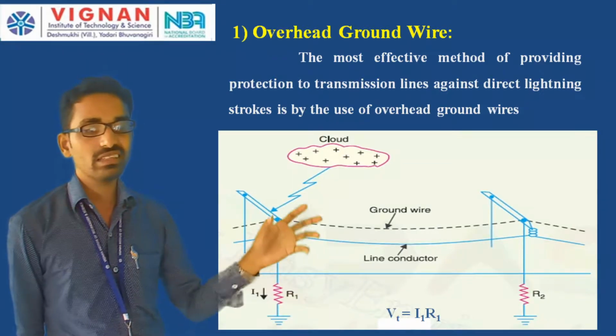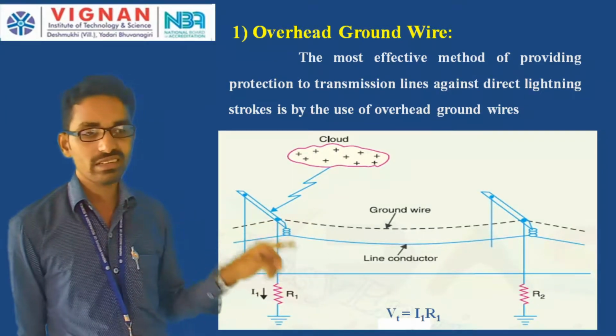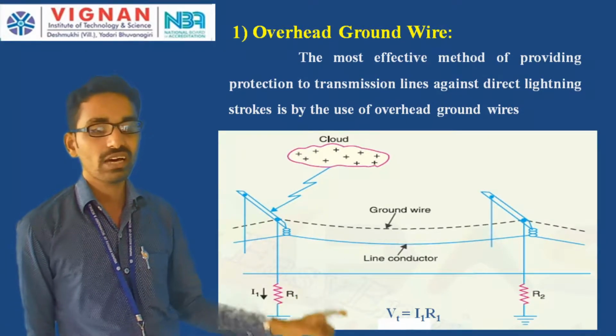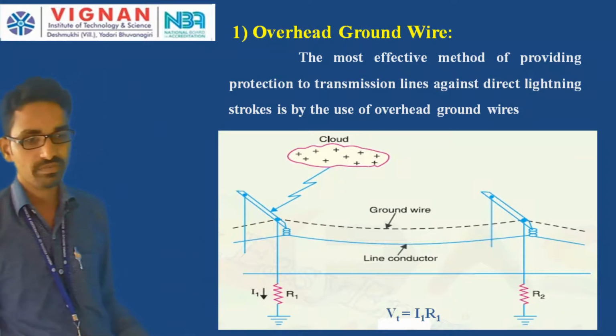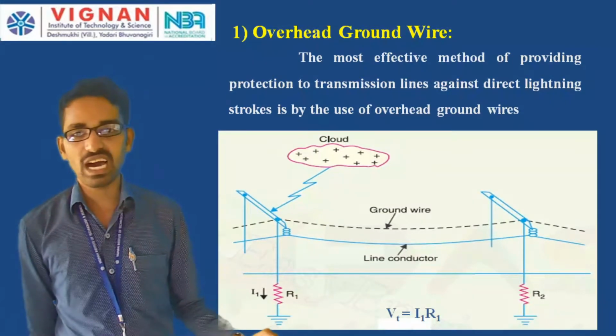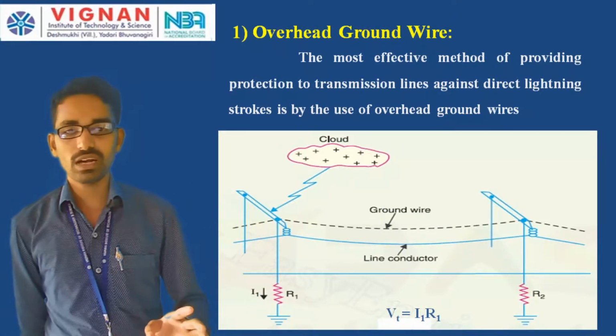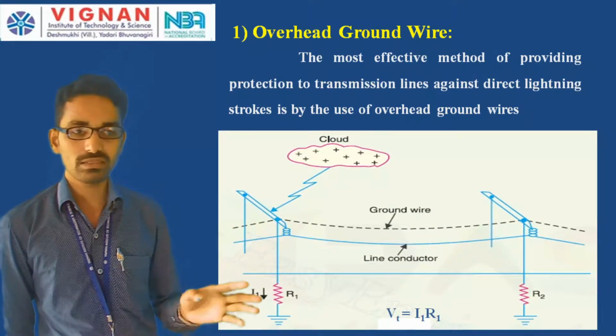There is an earthing resistance, which is nothing but the tower footing resistor. Here we are calling it the tower footing resistor. So here we have R1 and R2. R1 is the tower footing resistor at the left side, and R2 is the tower footing resistor at the right side pole.